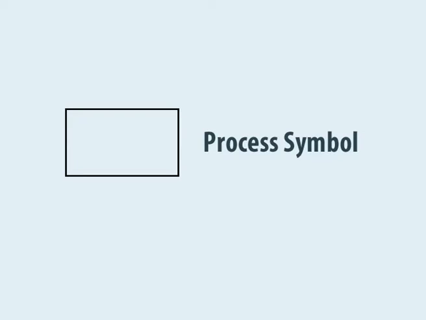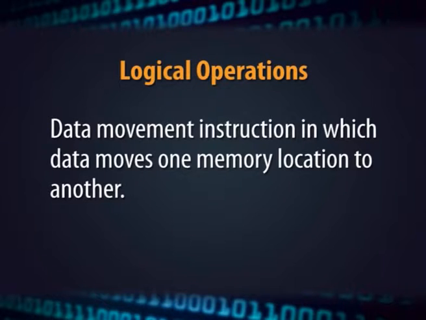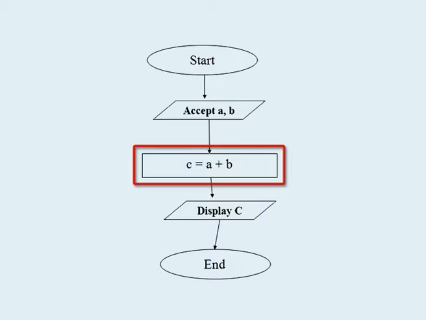Our next symbol is the process symbol. A process symbol is used to perform arithmetic and logical operations on input data. Arithmetic operations are addition, subtraction, multiplication and division, and a logical operation is a data movement instruction in which data moves from one memory location to another. In the addition of two numbers program, for adding two numbers, the arithmetic operation is performed in the process block. It is denoted by a rectangular box.